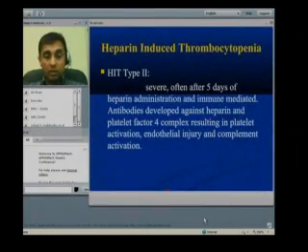It's type 2 which is more important and more fearful. It is severe. It occurs mostly after 5 days of heparin administration. It is immune-mediated. It occurs because antibodies develop against the complex we just discussed, between heparin and platelet factor 4. Those antibodies combine with this complex and cause clumping of platelets, causing clots inside the blood vessels. Not only that, but it also causes endothelial injury and complement activation.